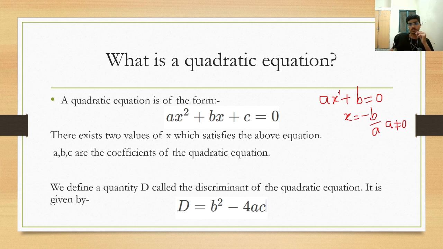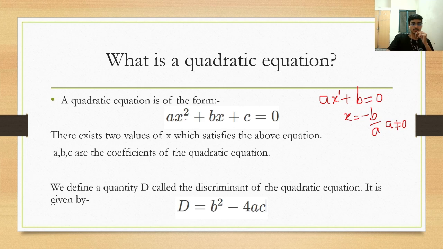We all know how to solve this, x is equal to minus b by a, but let's increase the degree. If the highest power of x in an equation is 2, then that equation is known as a quadratic equation, and it is of the form ax square plus bx plus c. Here a is called the leading coefficient, b is the coefficient of x and c is the constant term.